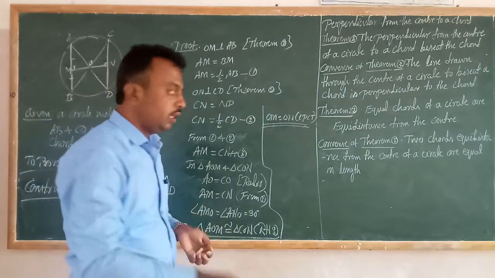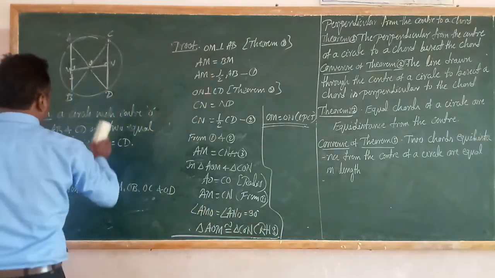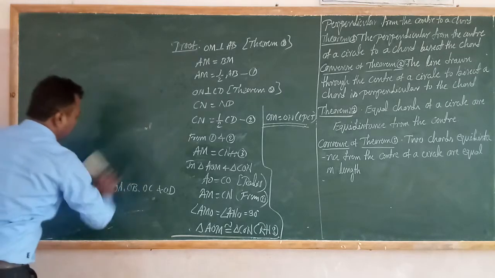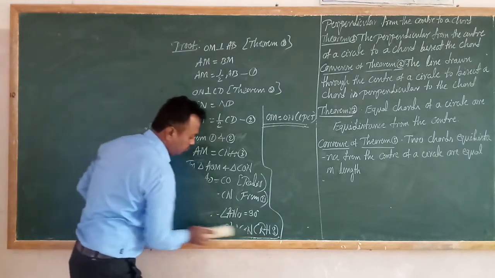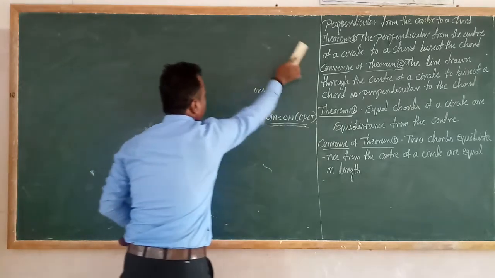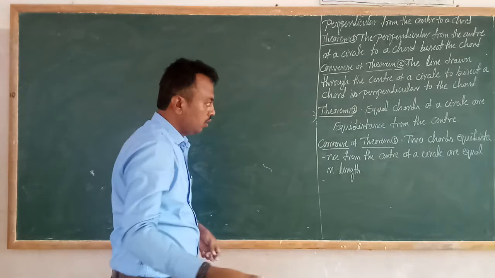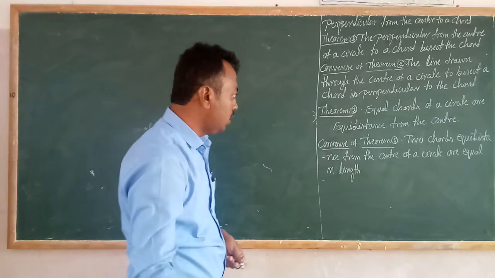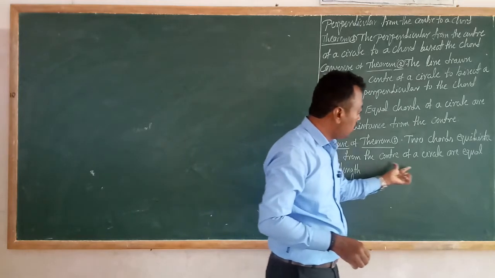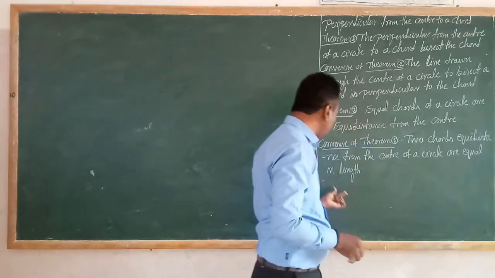Okay. The next one, students, this is the converse of theorem number 3. So the converse of theorem number 3. What is that? Two chords equidistant from the center of a circle are equal in length.